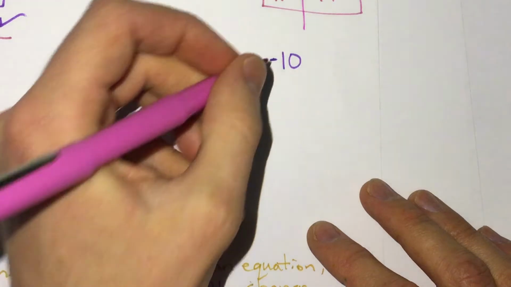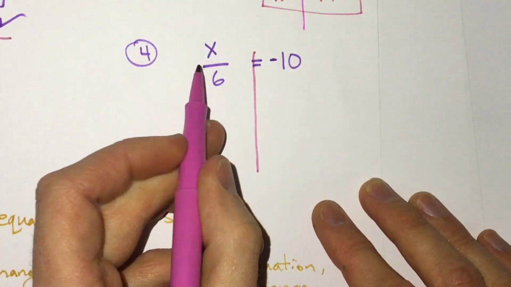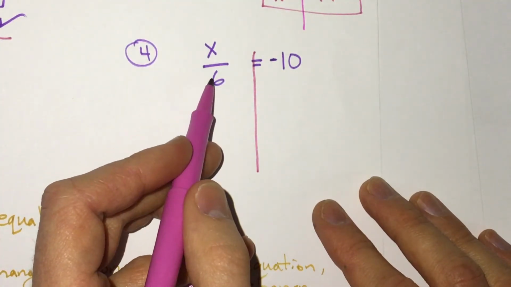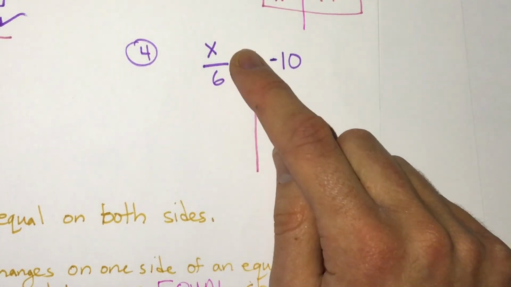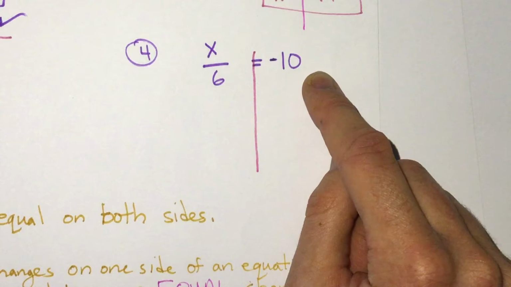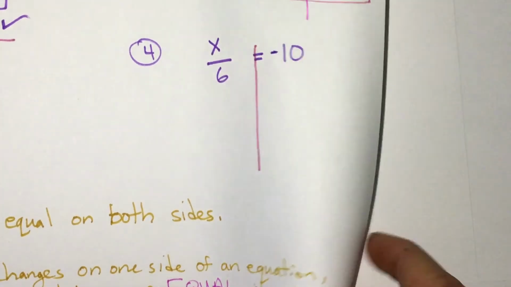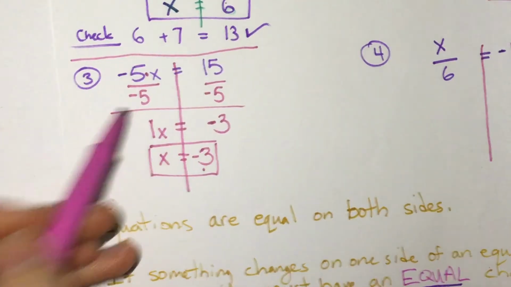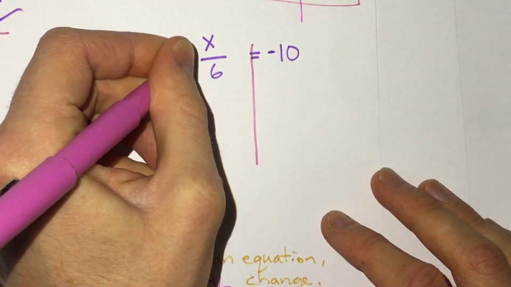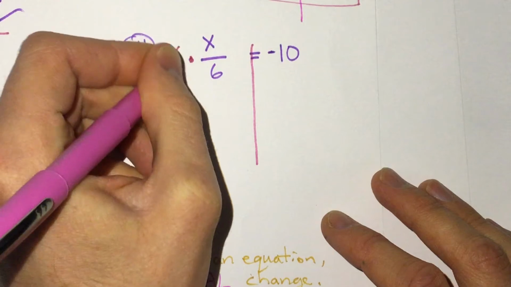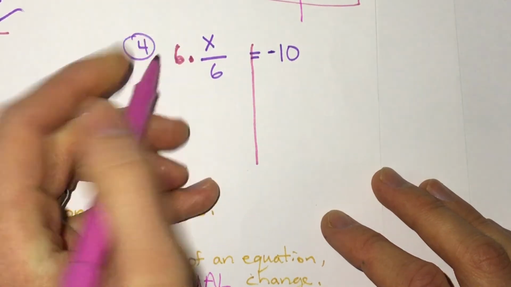But what about here? Here we have a fraction. So what do we do with this? x over 6 equals negative 10. Well, this is the same as saying x divided by 6 equals negative 10. And we already talked about the opposite of multiplying is dividing. Well, the opposite of dividing is multiplying. So what we're going to do is multiply by that denominator.